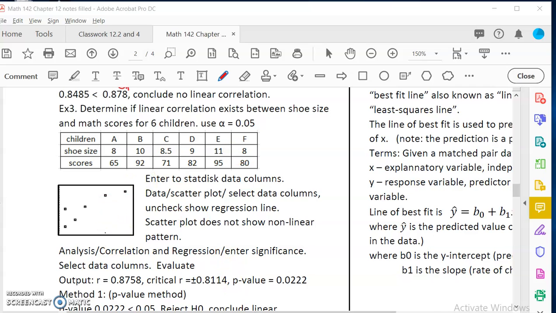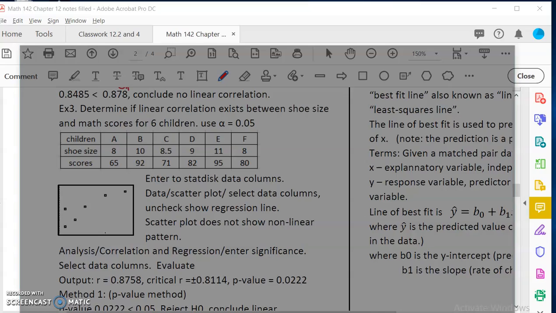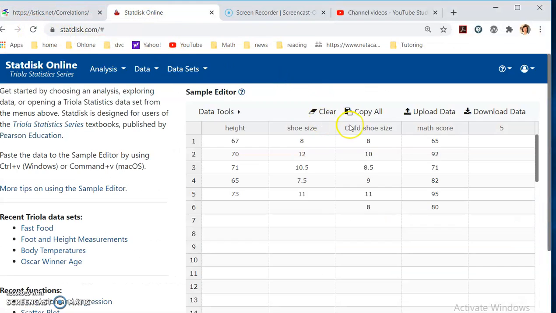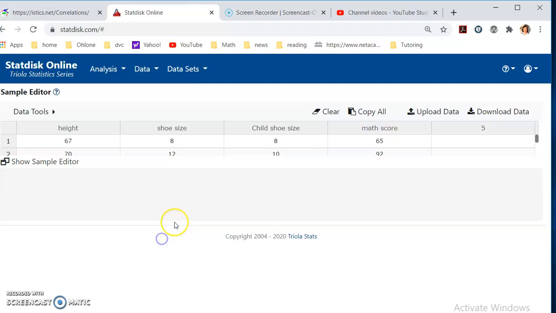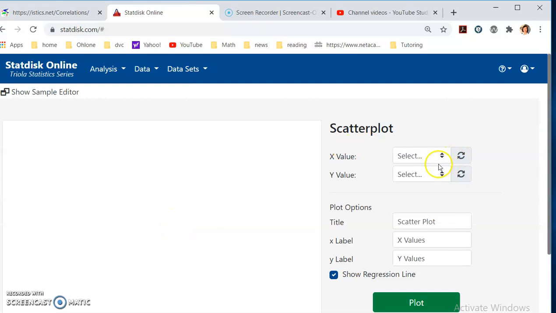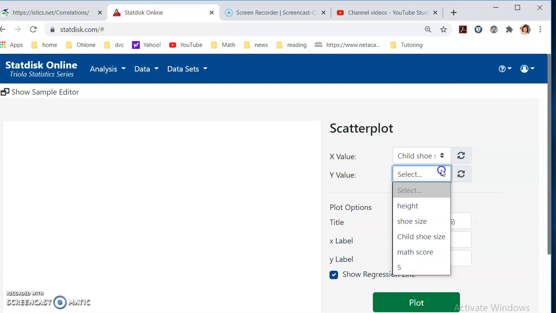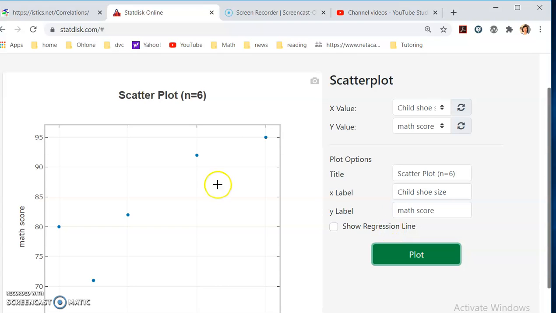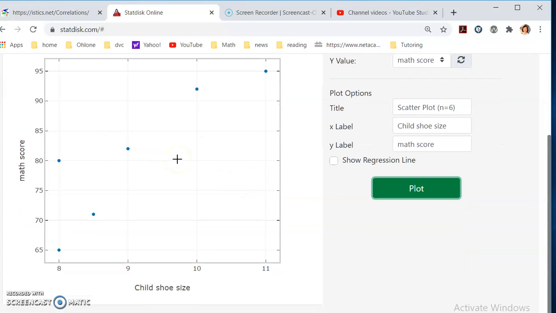First is always the scatter plot. I have entered the data. If I clear this, I have to enter the child shoe size and math score here. You want to do a scatter plot first by doing Data, Scatter Plot. Select X and Y, child's shoe size and math score. Then you can add labels and a title, but most important is to take off the regression line. We don't need that. So this is our scatter plot.